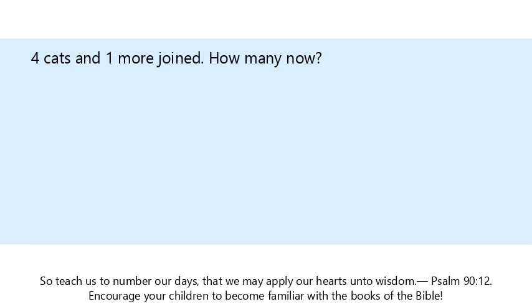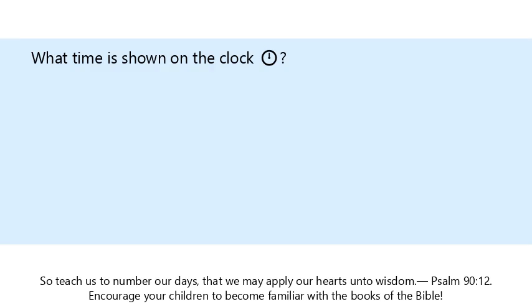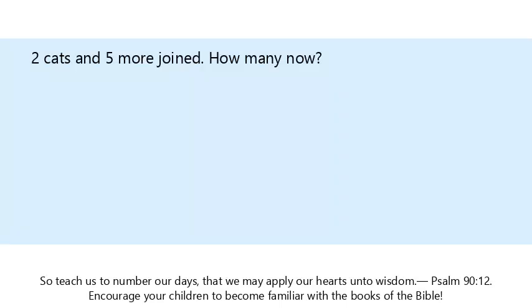How many now? Answer, 4 plus 1 equals 5. What time is shown on the clock? 12 o'clock. Answer, 12 o'clock. 2 cats and 5 more joined.